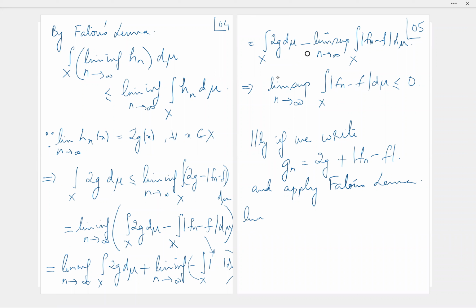We'll get lim inf is less than or equal to 0. Okay, let me do some steps. Just let me write this and then we say pull it out.